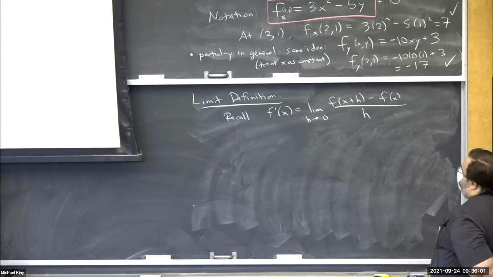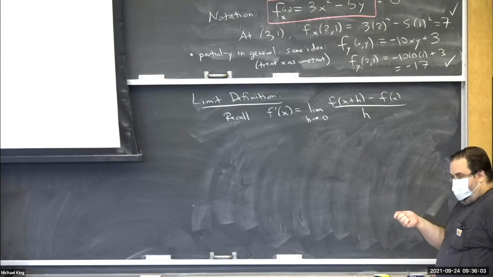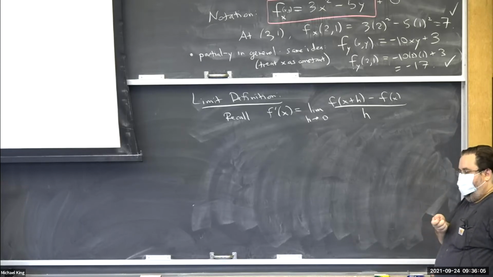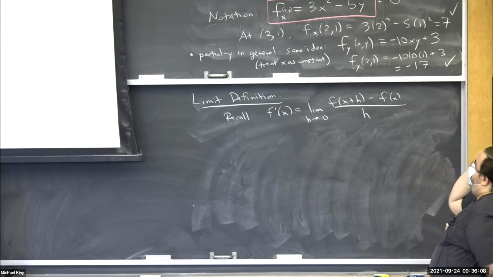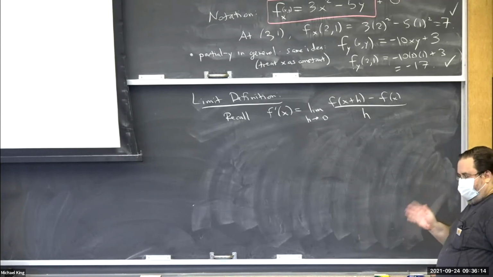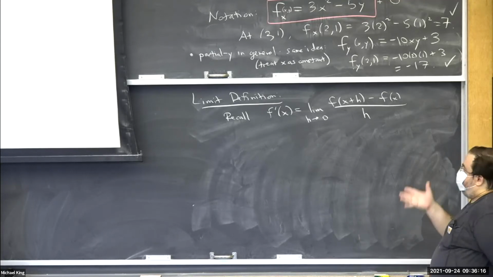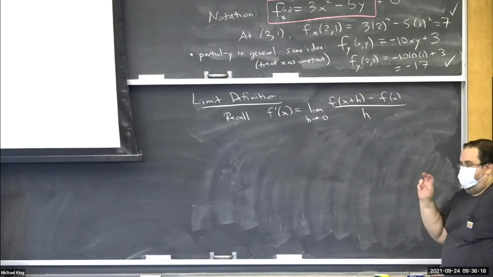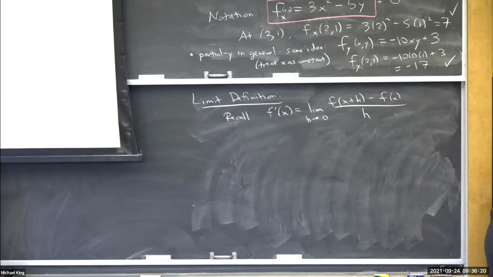Well, the idea is it's an instantaneous rate of change. So x is changing and y is fixed. What we're talking about is the instantaneous rate of change in the x direction, because we're fixing y and then letting x change. I probably should have written that down, but that's what the partial x means.